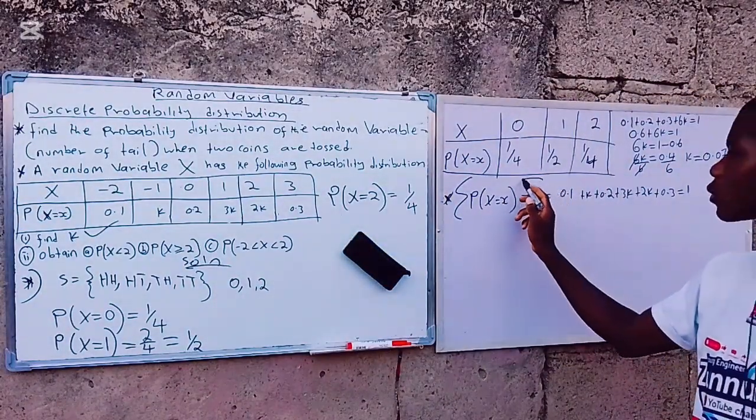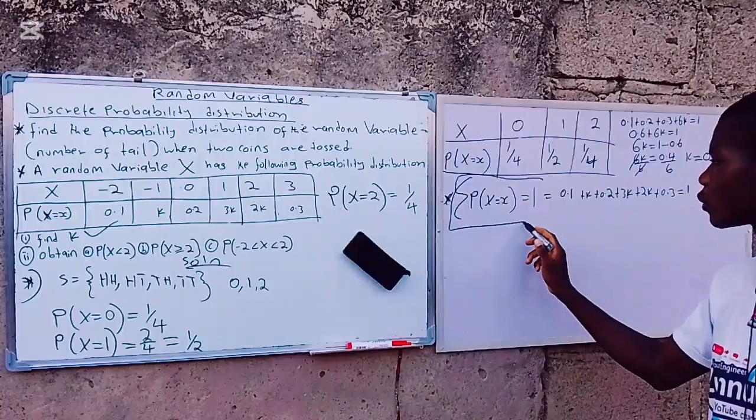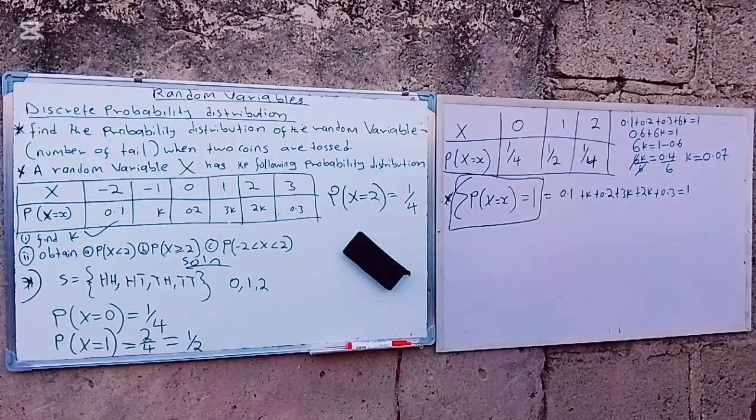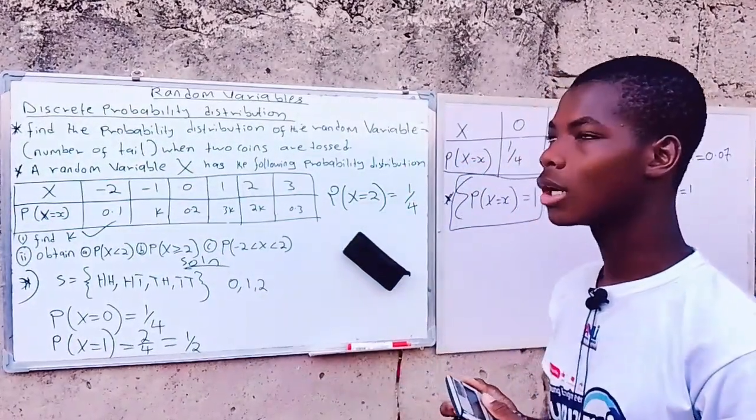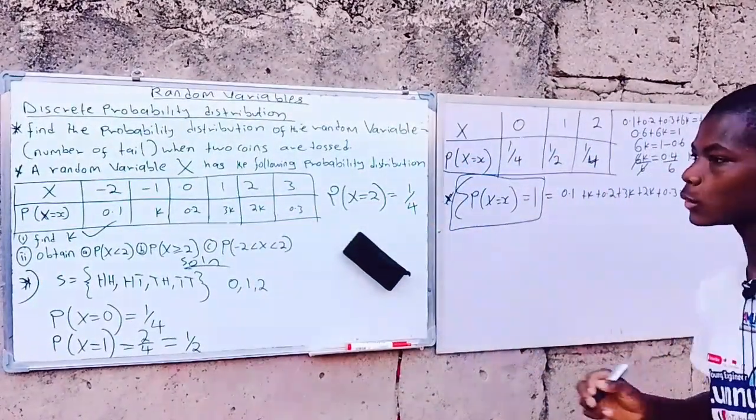But don't forget, this is the formula that we use to find this value of k. So the next thing that we are going to do, we have to obtain the probability of x which is less than 2.